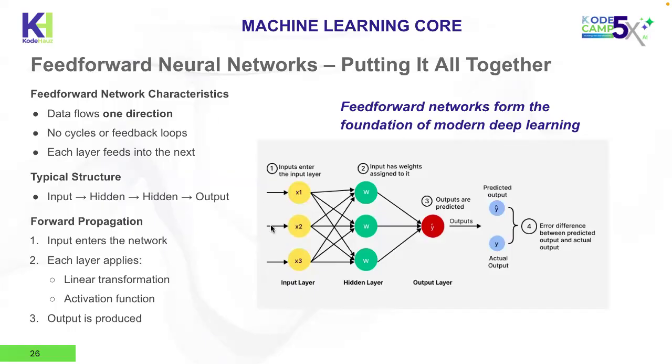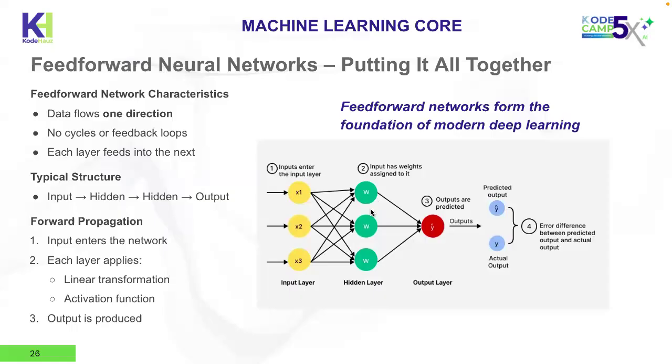neural network. A feed-forward neural network is basically a neural network where the information feeds forward, right? That's basically what it means. So in a feed-forward neural network, data flows in only one direction, as opposed to a recurrent neural network where the data can cycle back. There are no cycles or feedback loops, and each layer feeds into the next. So the typical structure is you have the input layer, then multiple hidden layers, then the output layer.